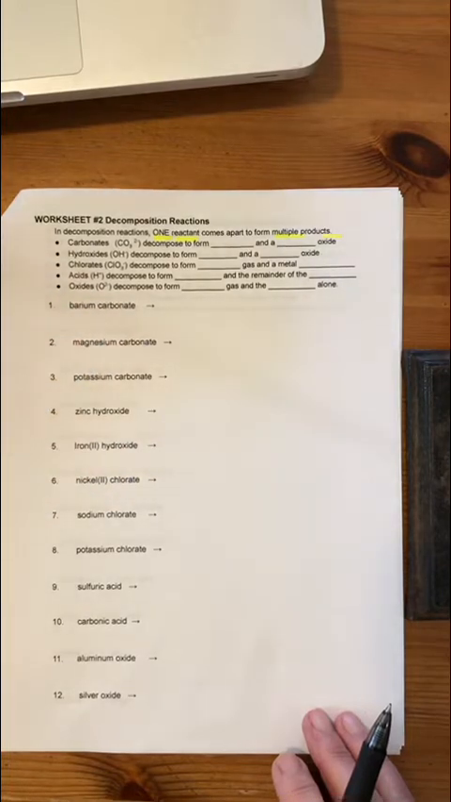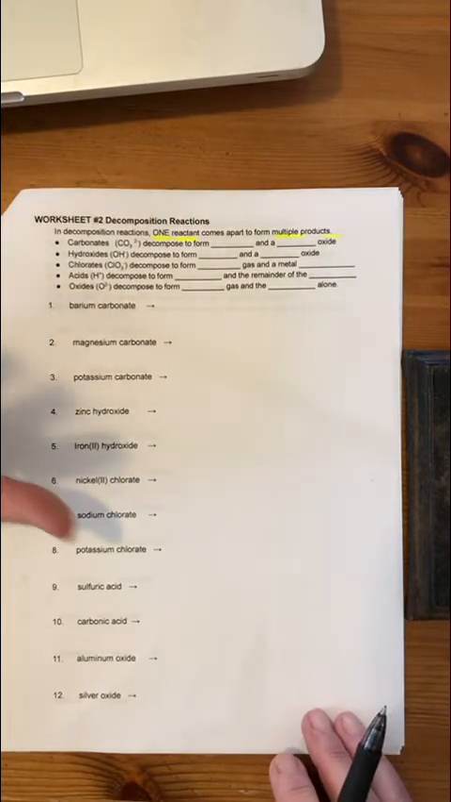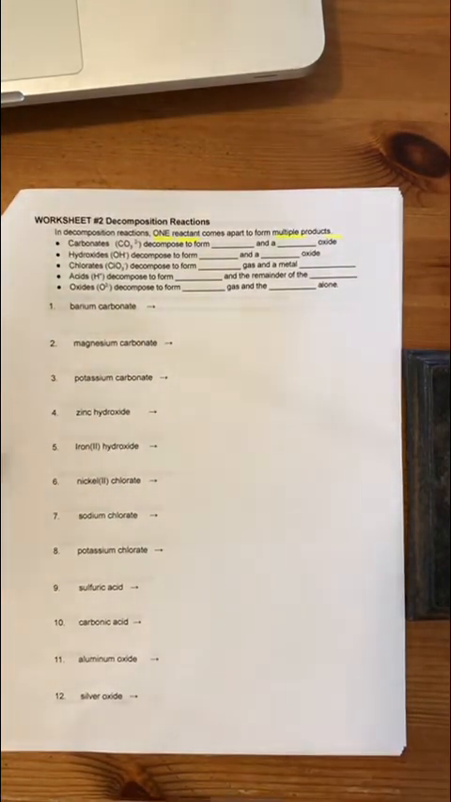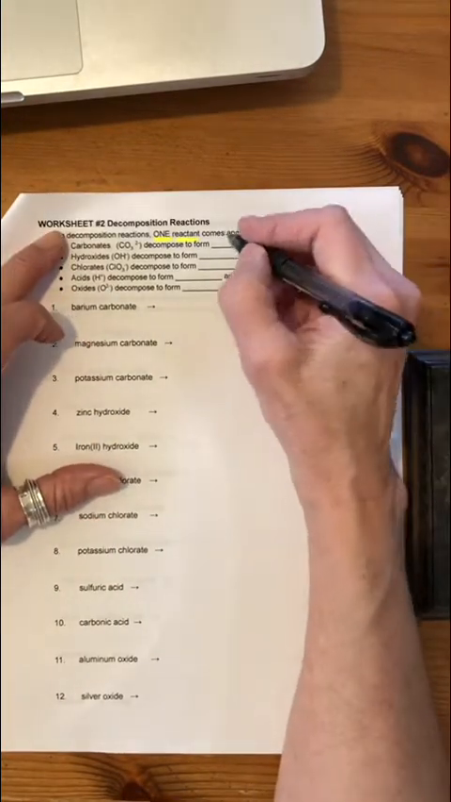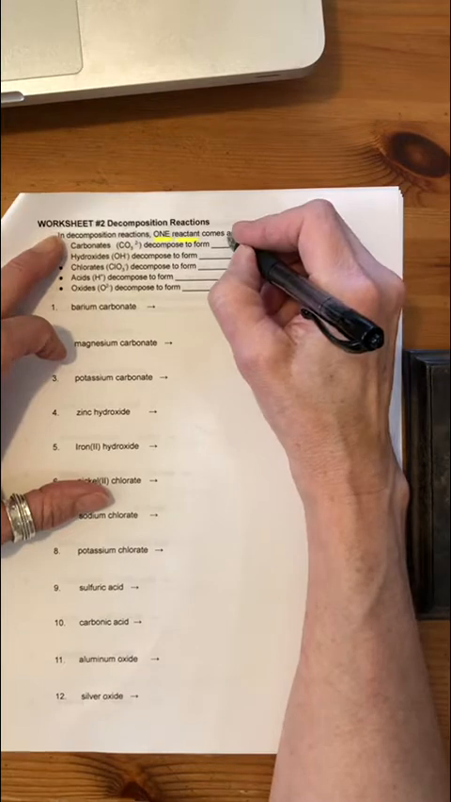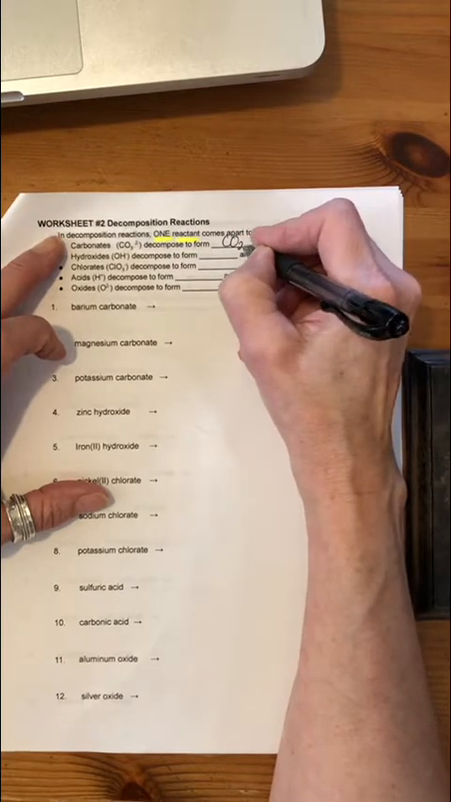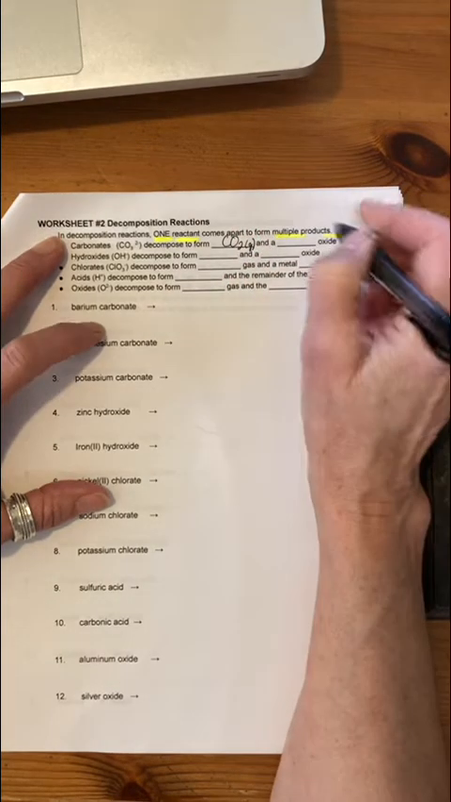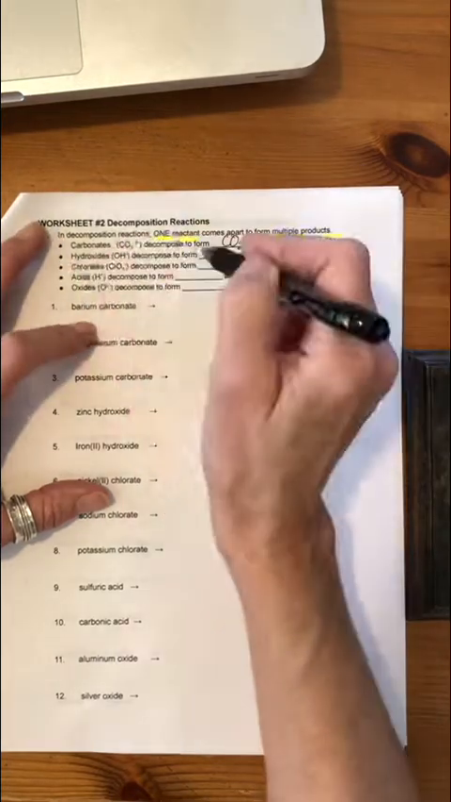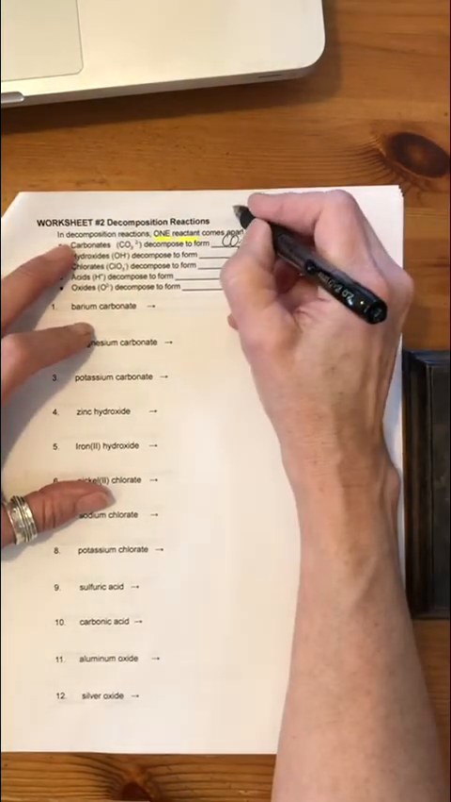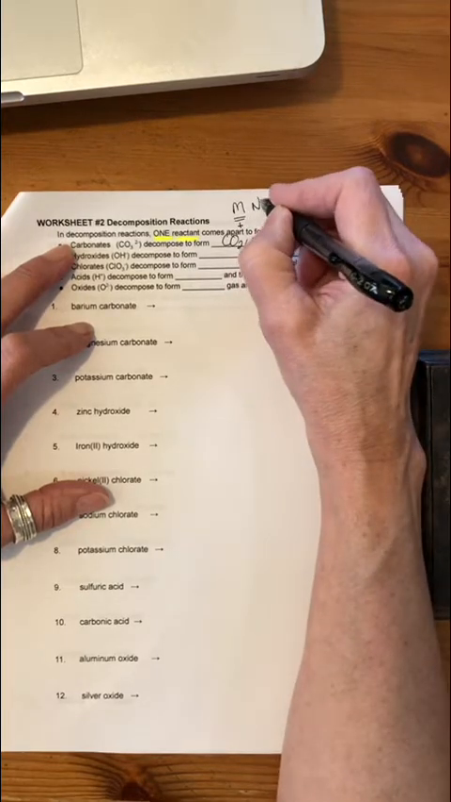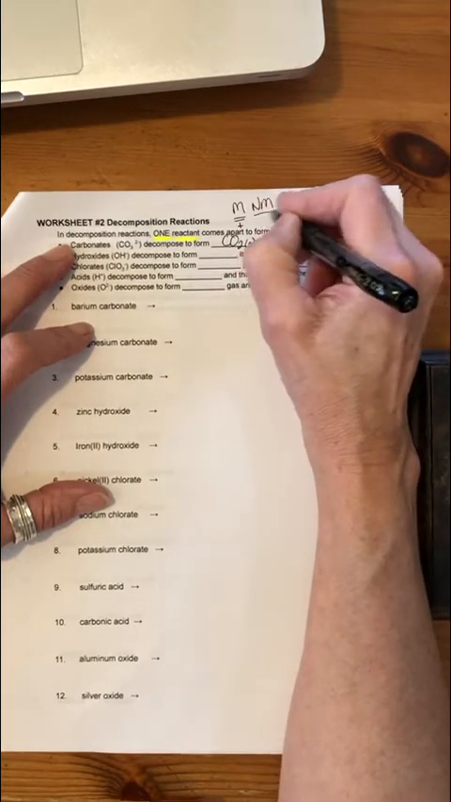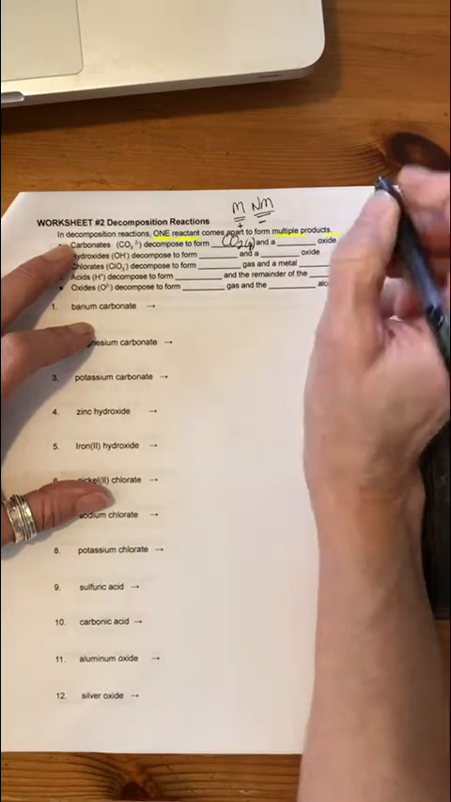Carbonates, which have the carbonate ion in them, hydroxides, chlorates, acids, which of course their cation is hydrogen, and oxides, which create oxygen ions, but really oxygen gas. So let's go on with this. With a carbonate, it's going to decompose, making carbon dioxide gas. And then whatever metal is with the carbonate, remember we have metals on the front, that's our cation, and non-metals or a polyatomic ion on the back, that's our anion.